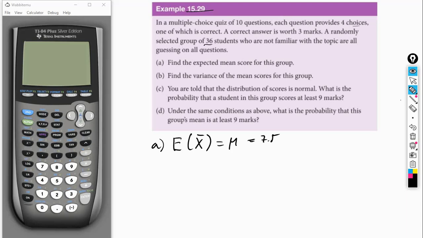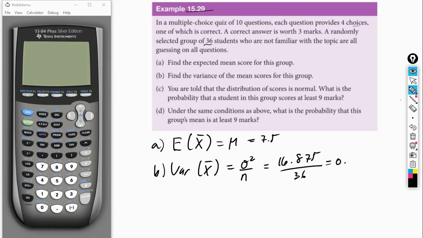For part B, it says find the variance of the mean scores for this group. So the variance for the mean scores, we said this is going to be the variance of an individual divided by the number of individuals. And this is going to equal 16.875 divided by 36, because there's 36 students here. And this would give us 0.4685.